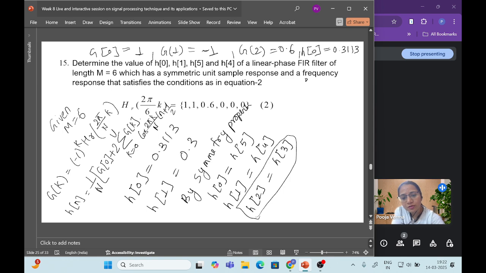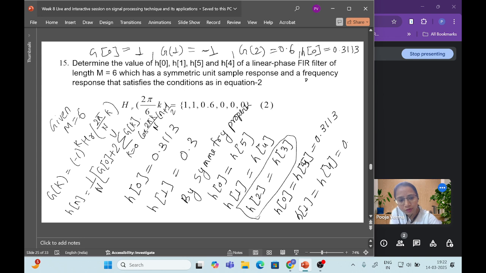Okay. So h of 0 is equal to h of 5. What we have got? 0.3113, and h of 1 is equal to h of, sorry, it is 5. So h of 4 is equal to 0.3. So all these four values we have calculated.